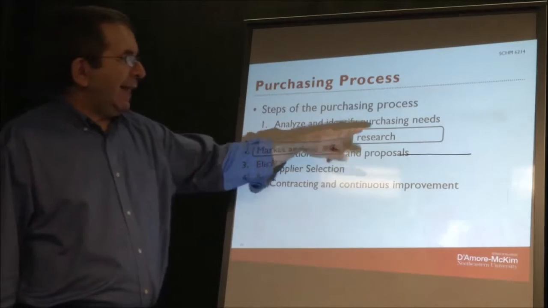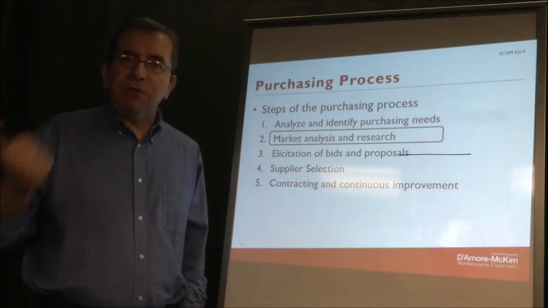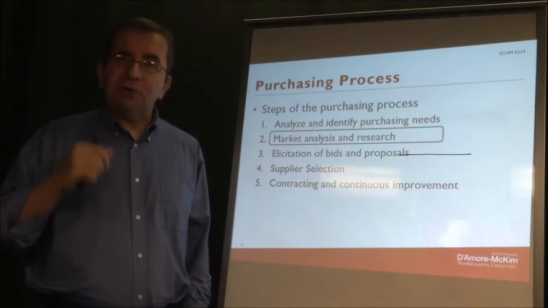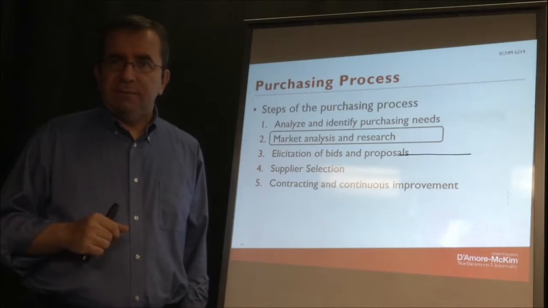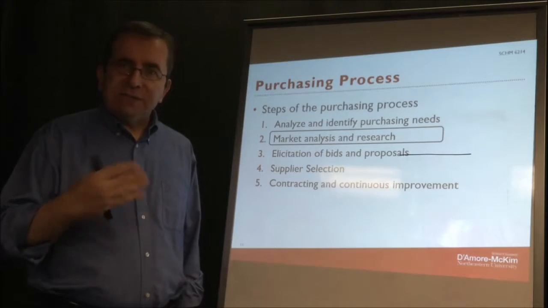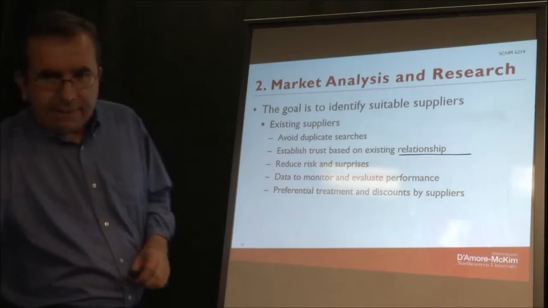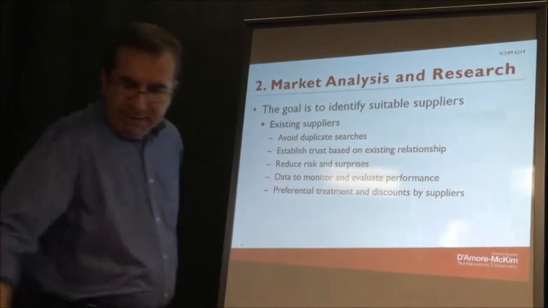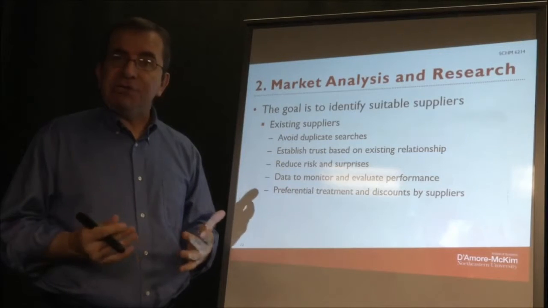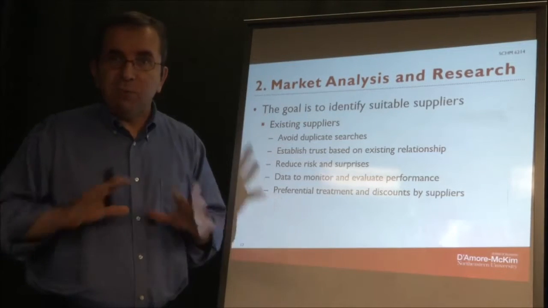So we've talked about analyzing and identifying purchasing needs. At this point, we have decided whether we're going to make something in-house or purchase it from an outside supplier. Let's suppose we decide to use a supplier. Then we need to look at the market. You look at available suppliers and see what's going on in the market. The goal of this step is to identify suppliers that can effectively and efficiently provide you this material, this product, this service, this technology, this production equipment, whatever you want to buy.